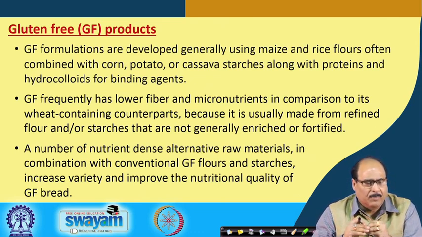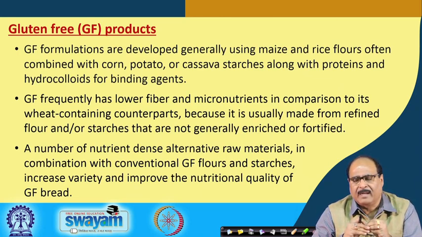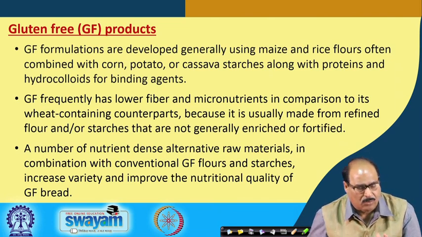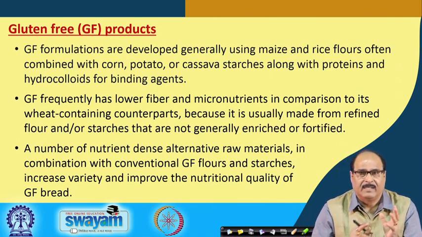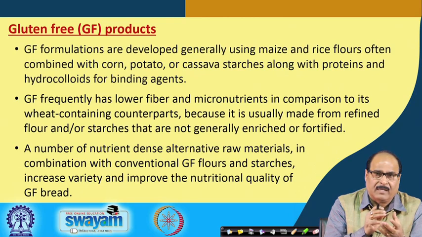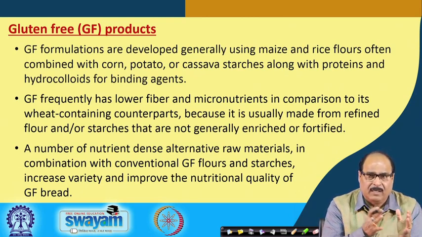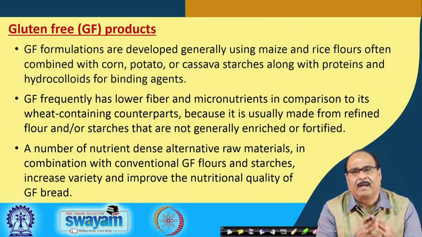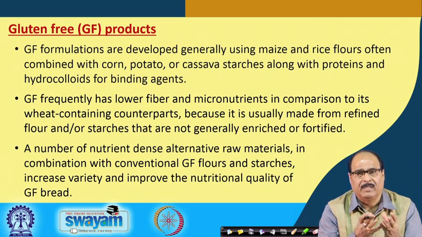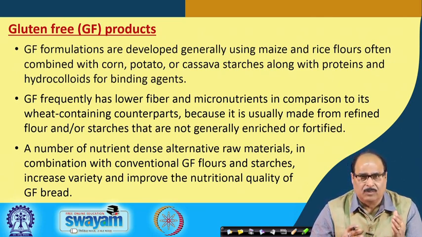So gluten-free formulations are generally developed using maize and rice flours, often combined with corn, potato, or cassava starches, along with proteins and hydrocolloids as binding agents. Because the product from a non-gluten-containing raw material has been the one major ingredient for conversion to a gluten-free product.